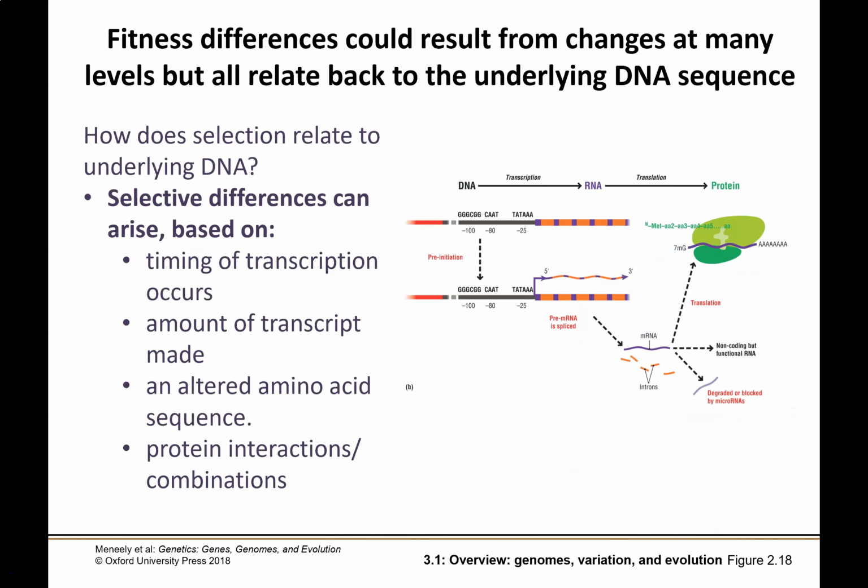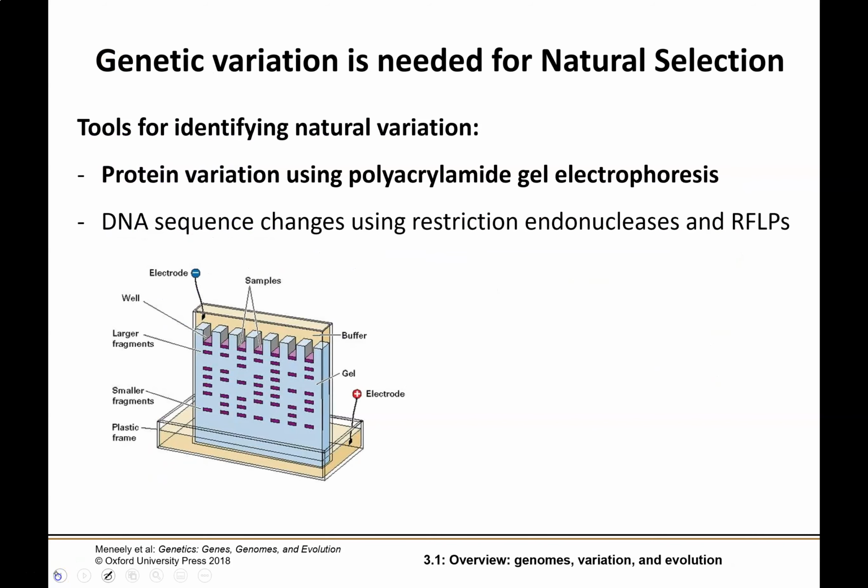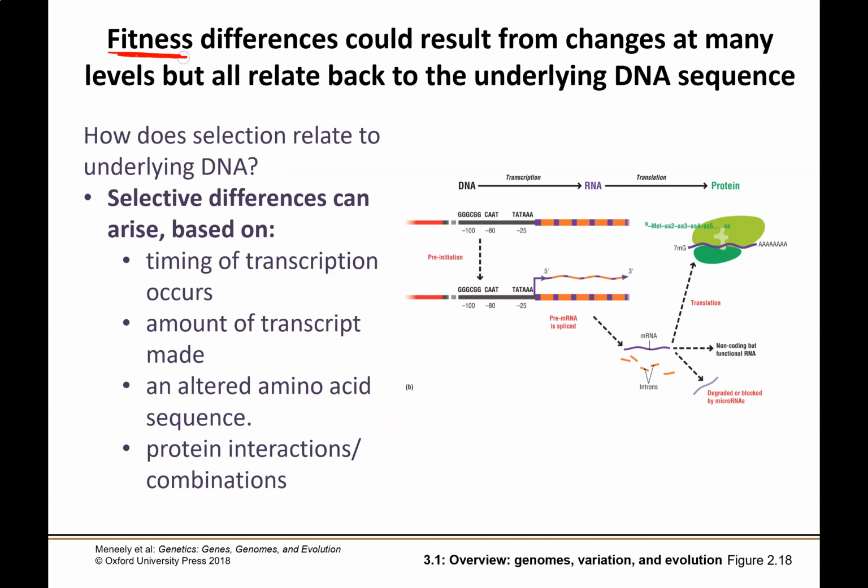When some individuals survive and reproduce better than others, we say that they have higher fitness. Fitness differences can result from many things, but they all have to relate back to an underlying DNA sequence if evolution is going to work on them. So if one individual is going to survive better than another, it must pass on that trait in order for that trait to accumulate in a population.